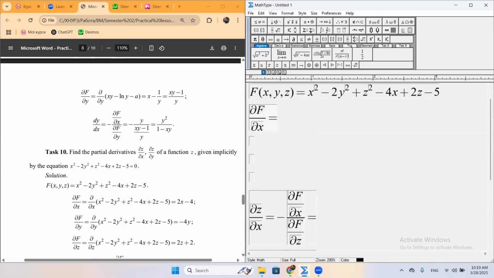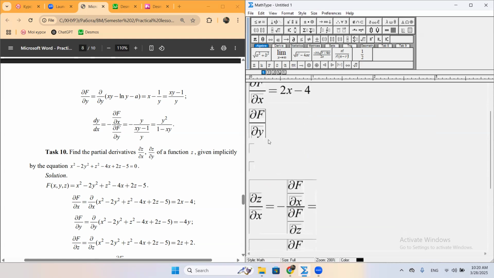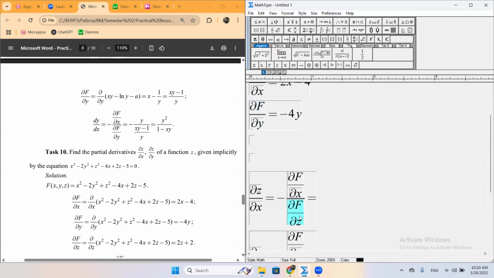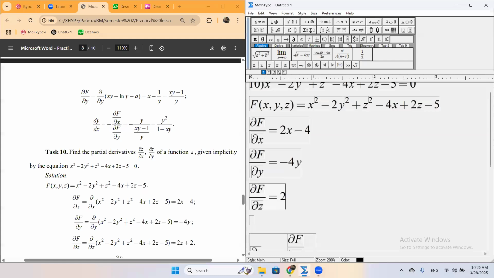So df by dx will be equal to 2x minus 4. df by dy equals minus 4y. And df by dz equals 2z plus 2.